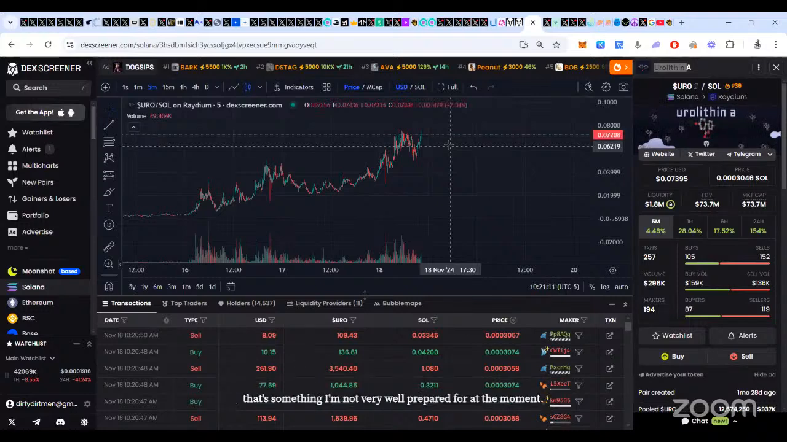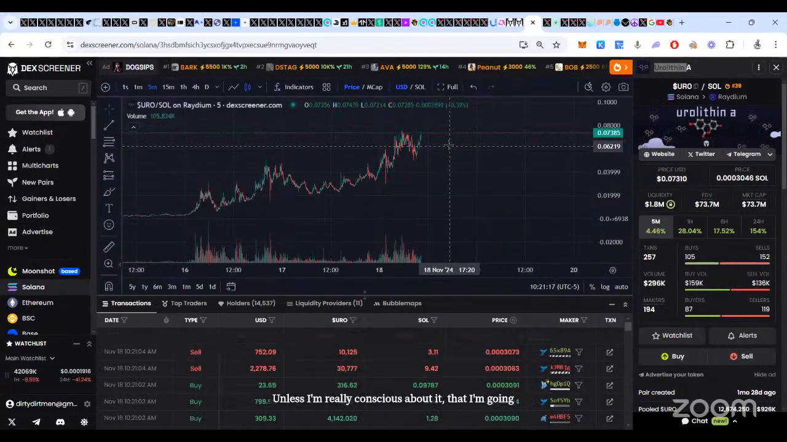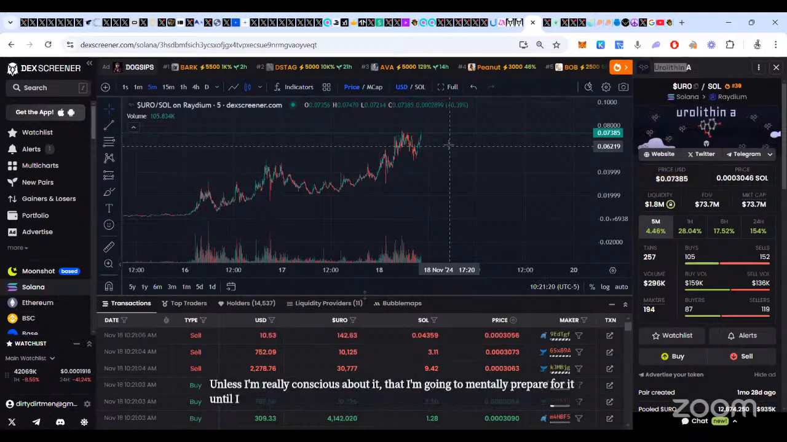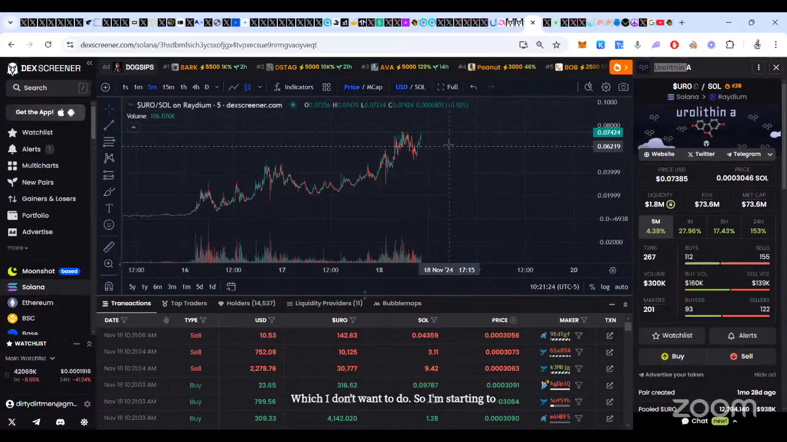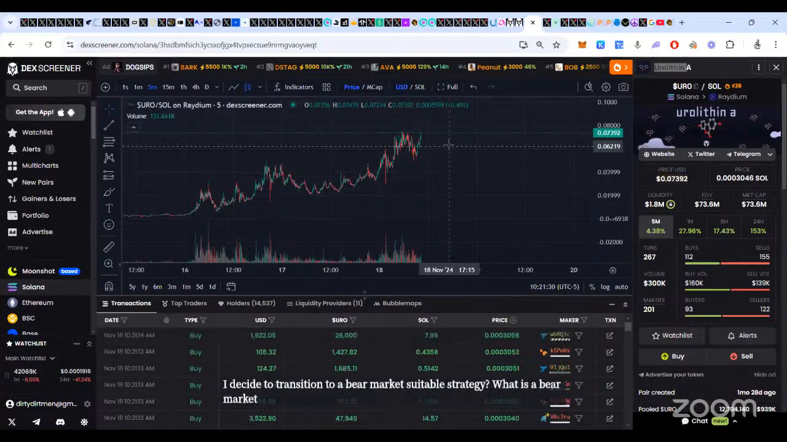And I don't think, unless I'm really conscious about it, that I'm going to mentally prepare for it until I start seeing red in my portfolio, which I don't want to do. So I'm starting to already think about when do I decide to transition to a bear market suitable strategy? What is a bear market suitable strategy in DLMMing?